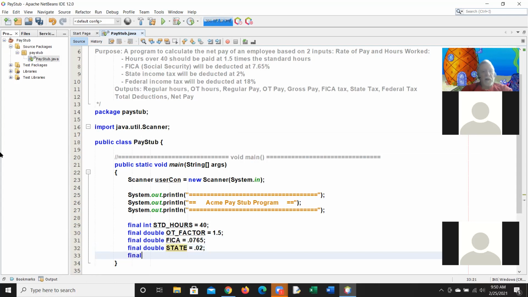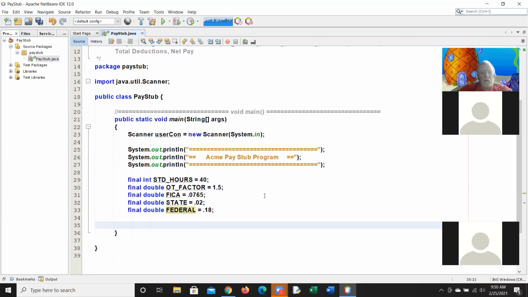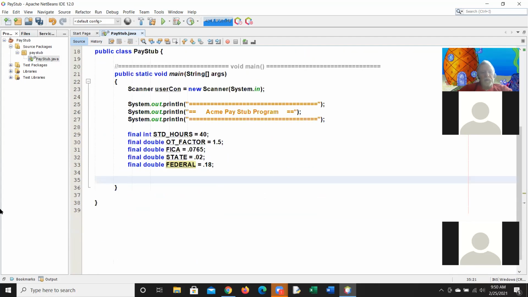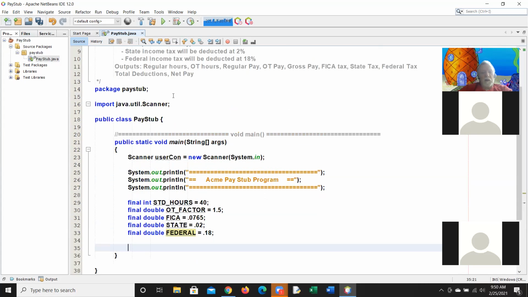And then final double will equal Fed tax. Or we'll just make it federal. And it's at 0.18. 18, they get you at every dollar. And I think that's good. So there's my constants. Okay. All right. So now, what are my variables going to be?